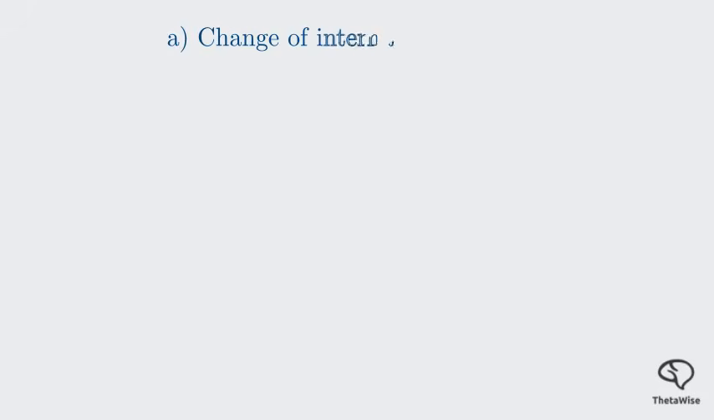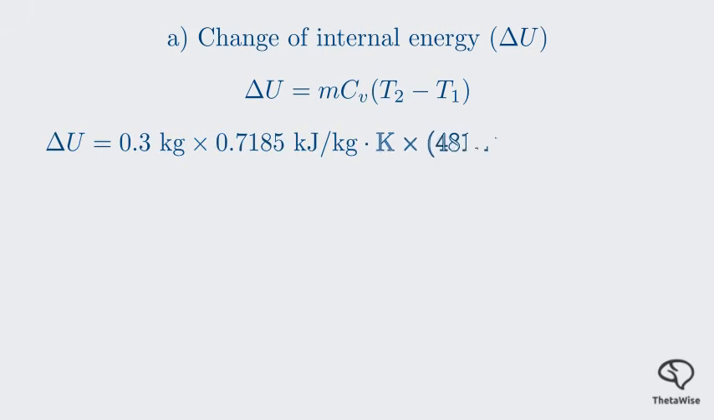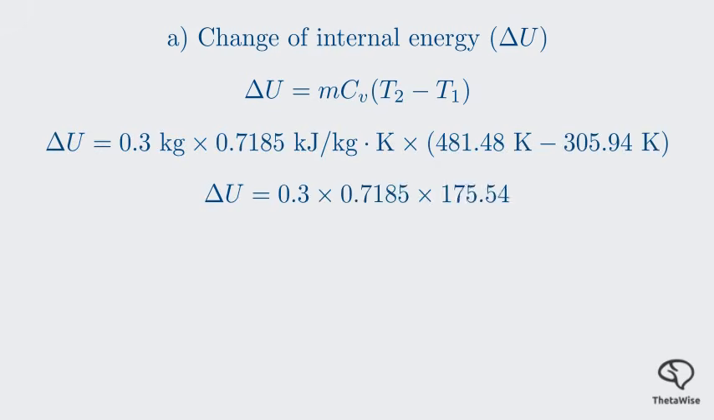First, the change in internal energy, delta U. The formula is m Cv times delta T. We calculated T2 to be 481.48 Kelvin. Plugging in the values, we get delta U equals 0.3 times 0.7185 times the change in temperature. The result is a positive 37.84 kilojoules. A positive value for delta U means the internal energy of the air has increased, which makes sense because the air was compressed and its temperature went up.